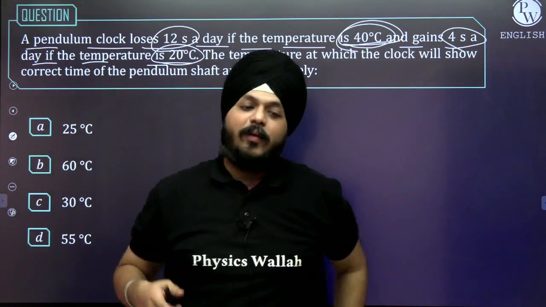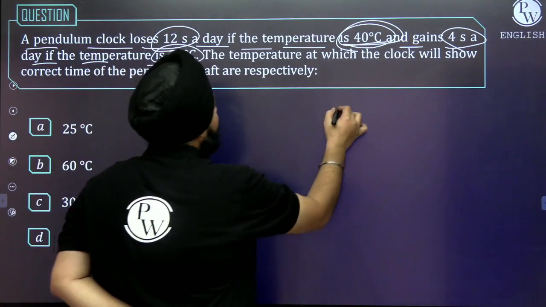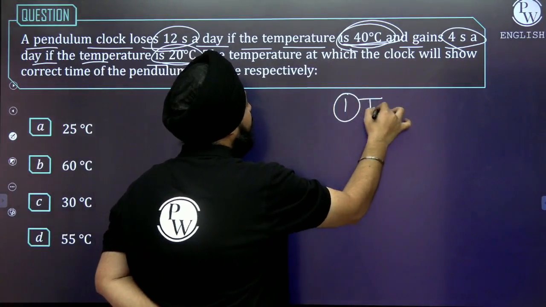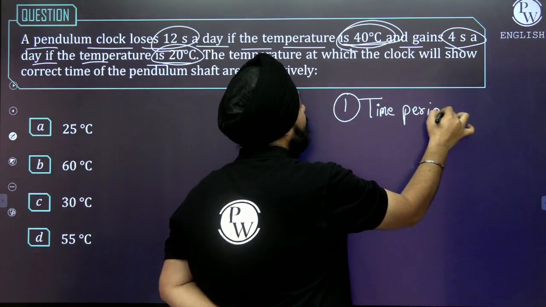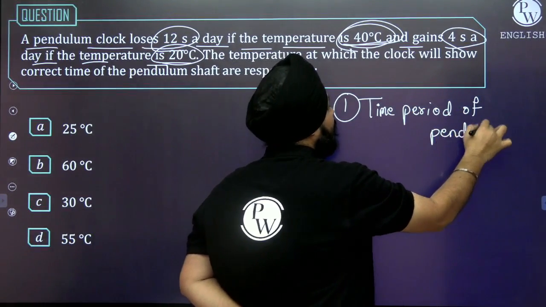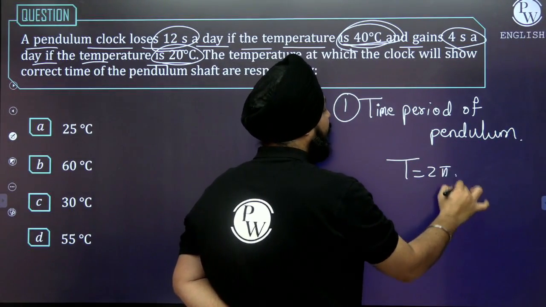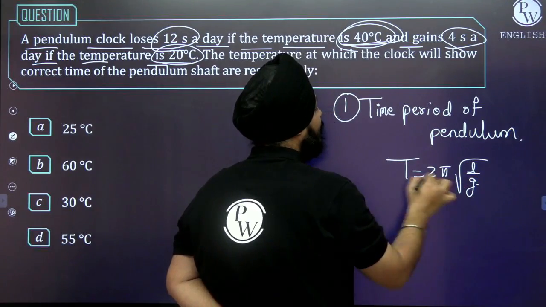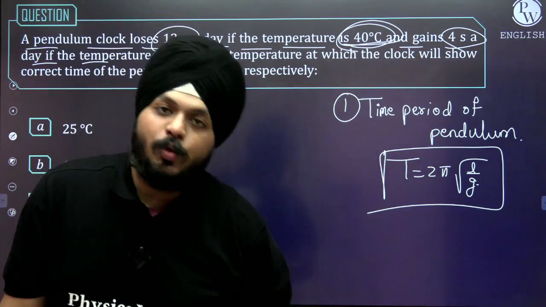Okay, now let's move on to this question. First of all, I want to ask you all, what will be the equation of the time period of the pendulum? Can I write it as T is equal to 2 pi under root of L by g? T is equal to 2 pi under root of L by g.